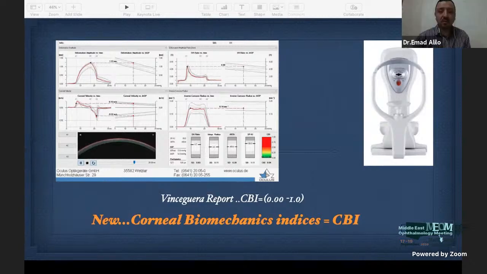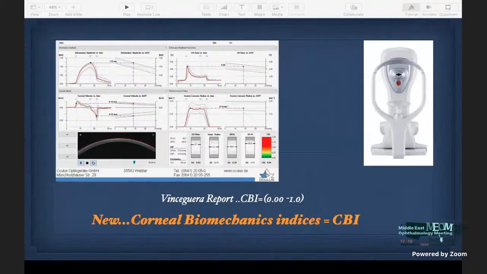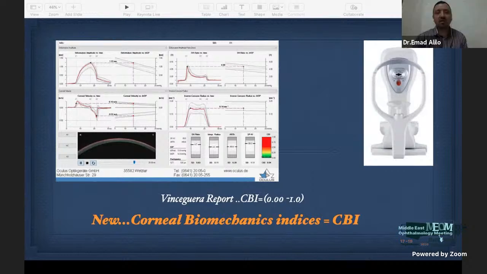Anyway, right, no problem. So the new corneal biomechanics index depends on studying some features or characteristics of this wave, done by Vinciguerra. That's why it came as a Vinciguerra report. And it gives a gradation from 0 to 1.0.